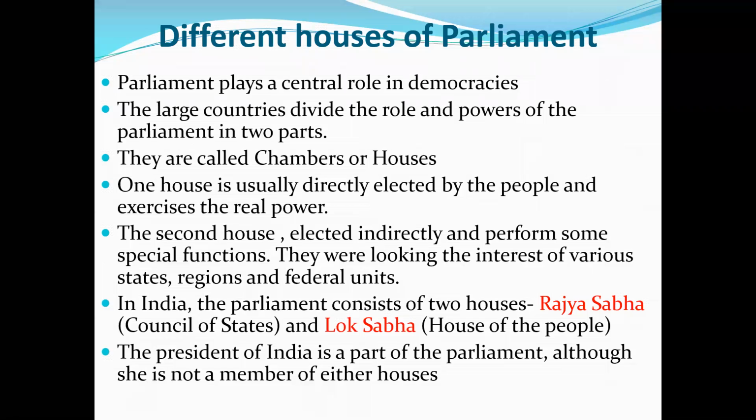The second house is elected indirectly and performs some special functions. They look after the interests of the various states, regions and federal units. The second house, Rajya Sabha, is indirectly elected by state assembly members. This house also plays an important role because it represents the states. So in India, Parliament has two houses: Rajya Sabha, the Council of State, and Lok Sabha, the House of the People.